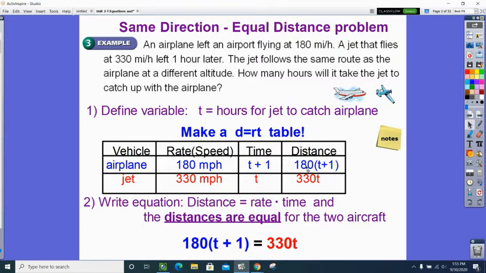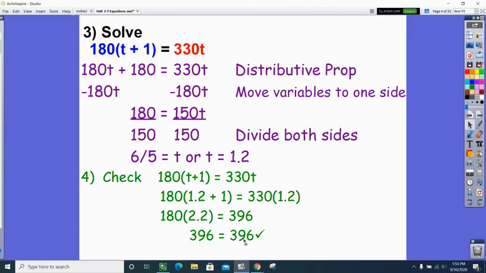But if I had asked that question, how much distance, I would have done this problem the exact same way. But the answer to my question is actually sitting right here because I put the 1.2 in. Notice it's 396. That's how many miles the plane and the jet traveled from the airport to when they were at the same distance from the airport, 396 miles.